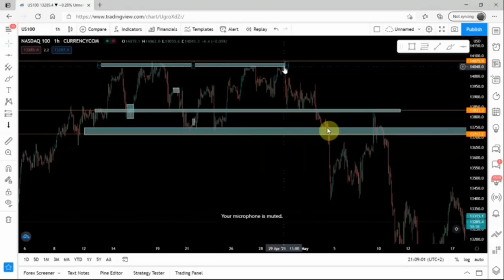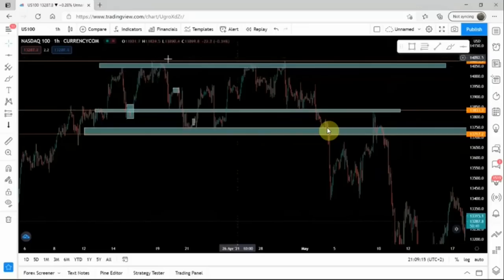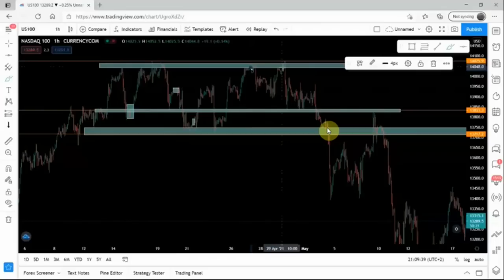This is all I was waiting for. We saw that this market came into this supply zone. All I was waiting for was for the market to come back into that supply zone. Even if I sold over here, I still would have sold the market.